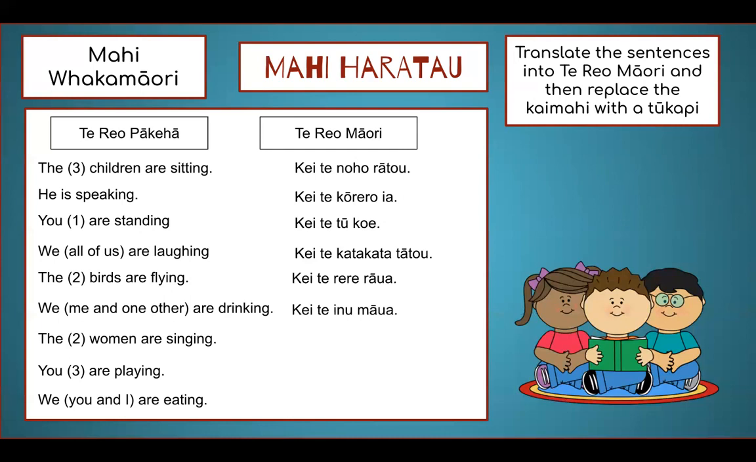Number 7, the women are singing. There's 2 women, so kei te waiata raua. Number 8, you are playing, 3 people. Kei te tākoro koutou. Last one, number 9, we are eating. You and I are eating. Kei te kai taua.